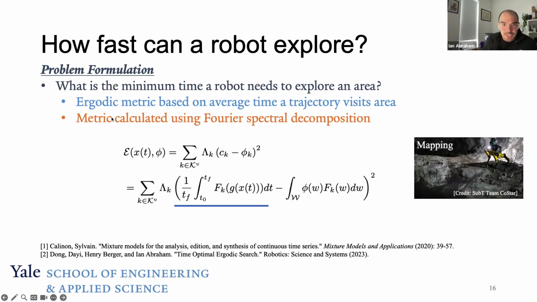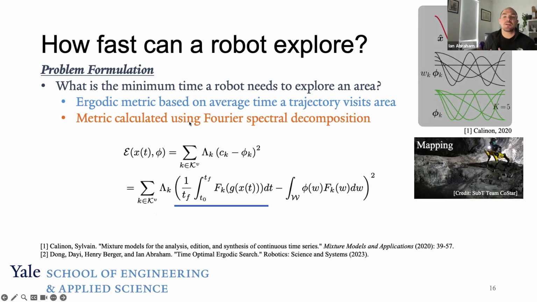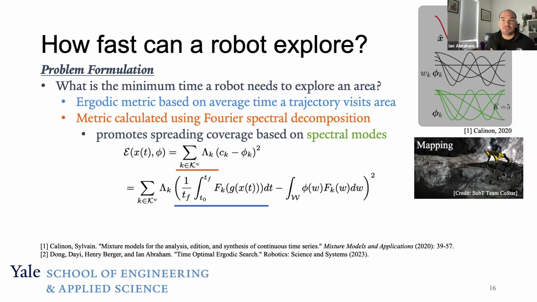Okay, the other thing that's really important is that the metric is being calculated using the Fourier spectral decomposition. In fact, most of the ergodic metrics are some notion of spectral decomposition. What that means is that we're going to promote coverage and exploration evenly across spectral modes. That's really important because if I want to explore space very quickly, but I have some area far away that has high information, I'd like to still visit that, especially if it has a lot of information compared to somewhere closer to me. So having this spectral approach lets you reason about far away places and time as well.